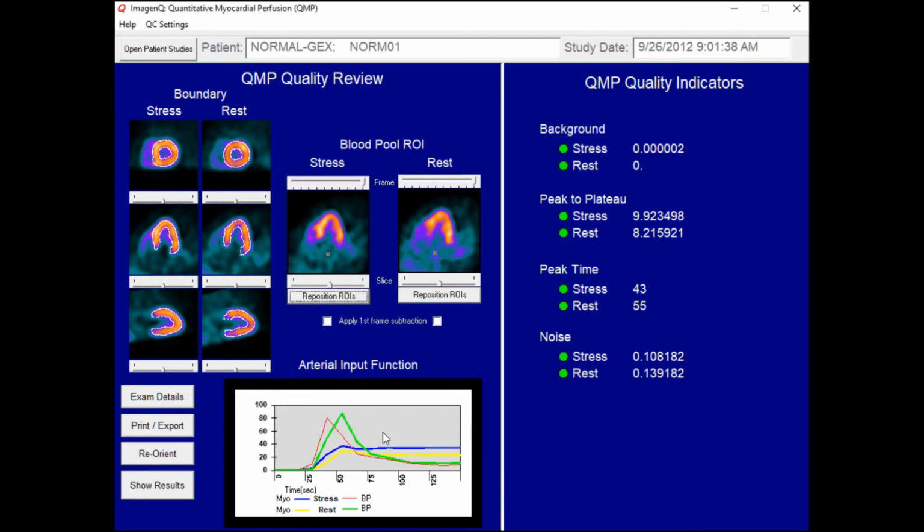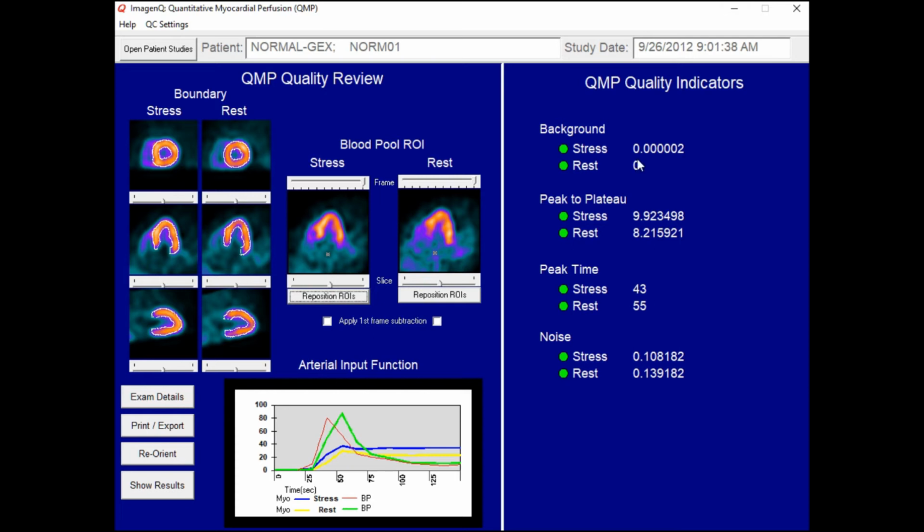And then we look at the arterial input function, verifying that it reaches a sharp peak and empties, whereas the myocardial ROIs, the blue and the yellow, reach a constant value, typically greater than the final blood pool value.